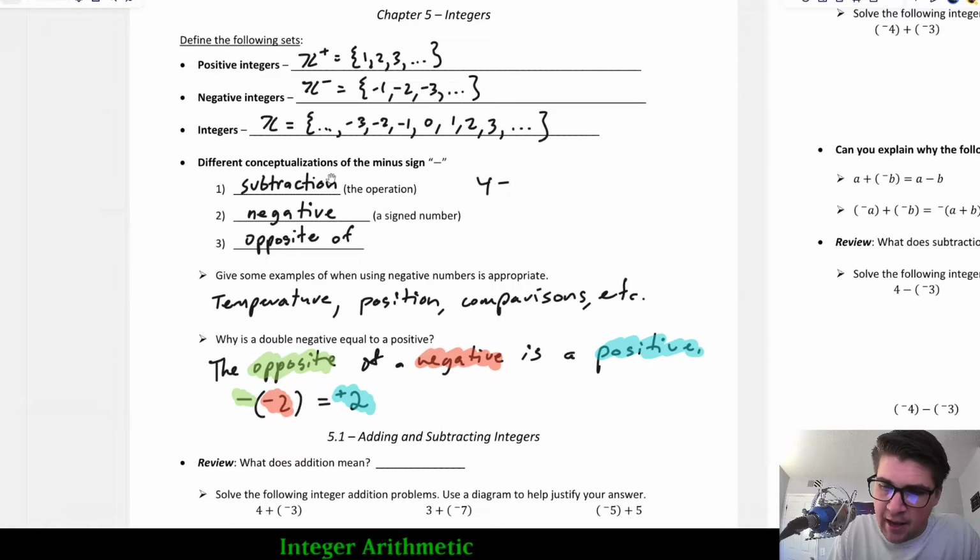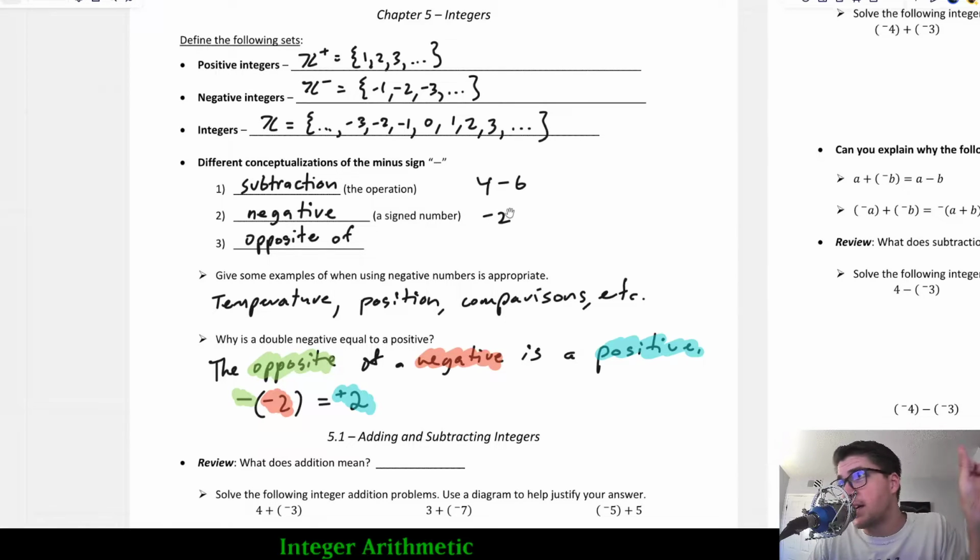4 minus 6. Or we could just have -2, where you could write it as a small negative above the number, or just a normal -2. It's different. The thing we were talking about towards the end of class is that these are not the same thing. It's the same symbol, which can be confusing, but subtraction is different from a negative number. Of course these are equivalent expressions, so it's not so much different, but it has a different meaning. And the third meaning of a negative symbol is just being the opposite of. Thinking about a negative number, we could think about it as the opposite of a positive number.